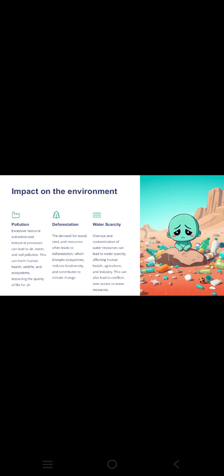Then the second is deforestation. The damage of woodland and resources often leads to deforestation, which disrupts economies, reduces biodiversity, and contributes to climate change. Next is water scarcity. Overuse and contamination of water resources can lead to water scarcity, affecting human health, agriculture, and industry also. This can also lead to conflicts over access to water resources.